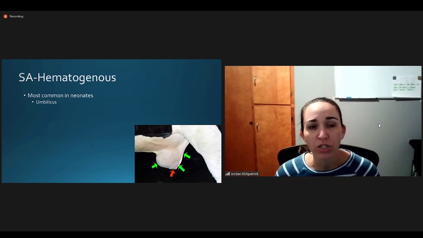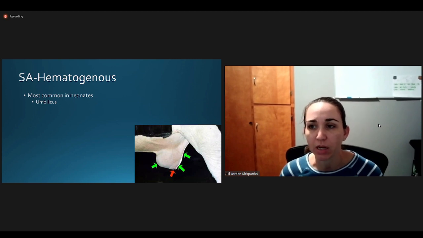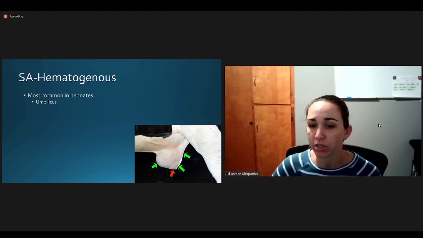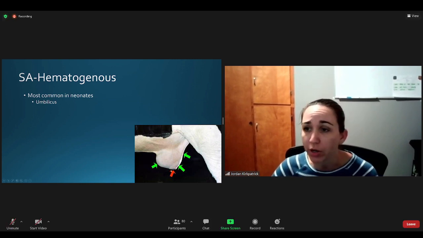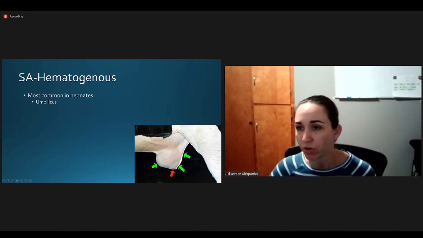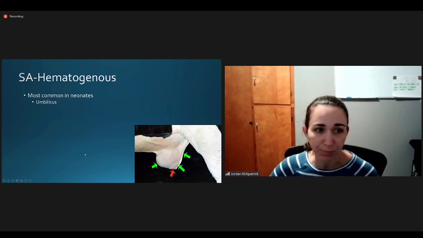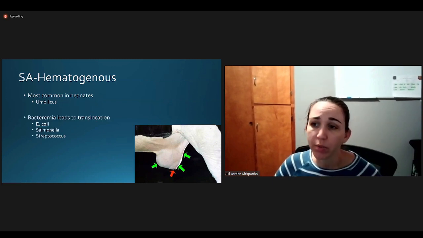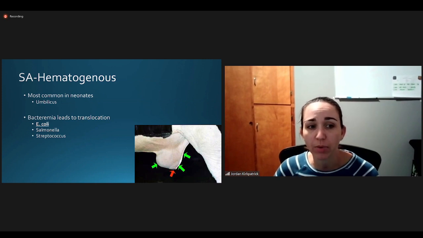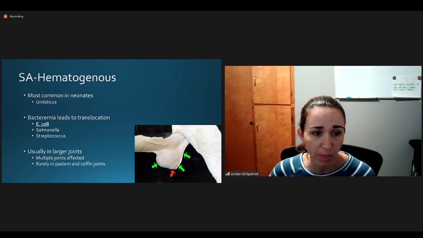And then hematogenous, this is most common in neonates, and the umbilicus is the most common site of the original infection. So their umbilical artery or vein gets infected, and the bacteria gets into the bloodstream and then travels around and infects one joint or multiple joints. The most common bacterial isolate is E. coli, but Salmonella and Streptococcus can also play a role.